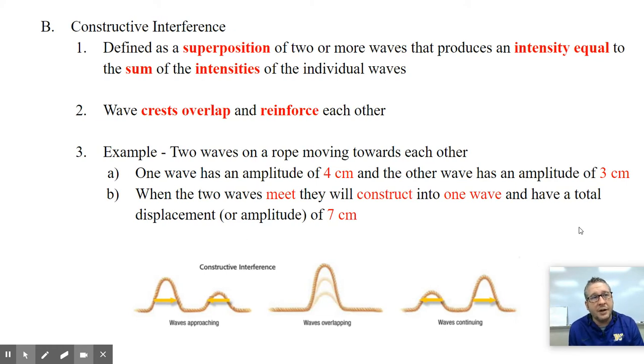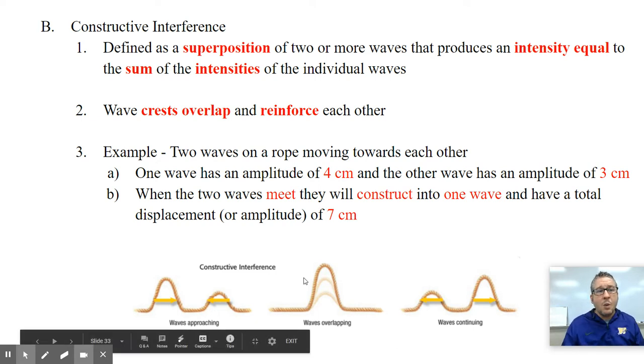You have constructive interference, which is a superposition of two or more waves that produce an intensity equal to the sum of the intensities of the individual waves. So basically, you get a much larger wave when they combine, or at the instance when they overlap. They reinforce each other.